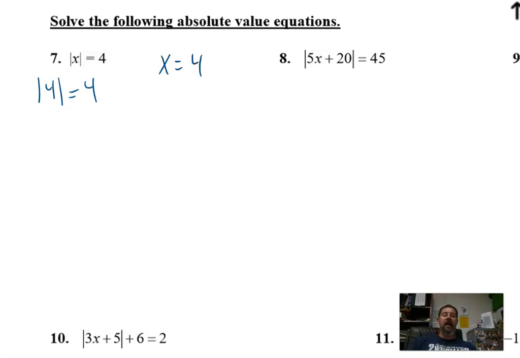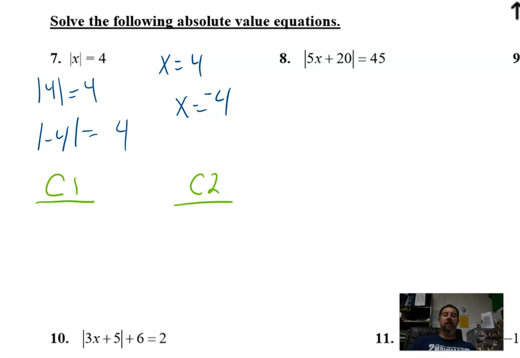But because absolute value makes everything positive, I also could plug in negative 4. And the absolute value of negative 4 is, again, 4. So, when we solve an absolute value equation, we're going to get two answers. In this case, I get x equals 4, and I get x equals negative 4. Okay? That's why when we solve these things, because we're going to get two answers, we do what I kind of call setting up two cases. Case 1 to find one of those answers, and case 2 to find the other answer.